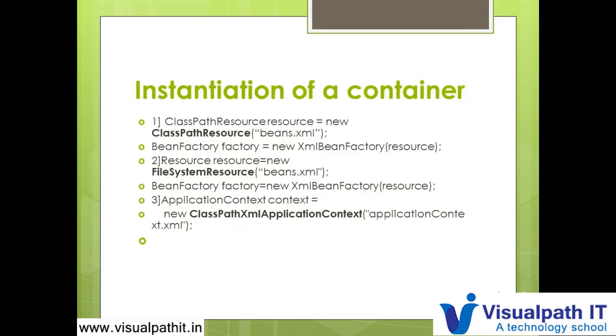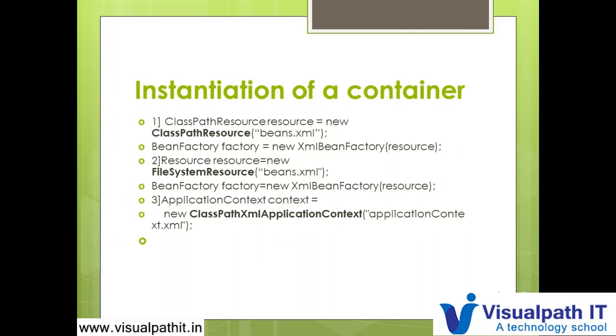Next, we can see the instantiation of a container. How can we instantiate? So some code details are here. That is, ClassPathResource is equal to new ClassPathResource beans.xml. This particular resource is passed through the XmlBeanFactory, and that will be of type BeanFactory. Next, we are also having Resource. What is Resource? It is again another interface.